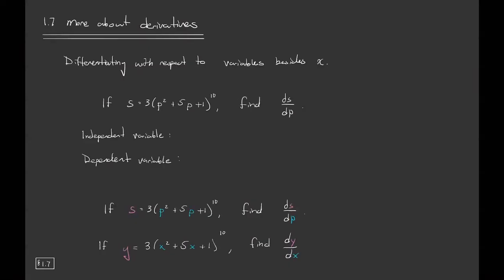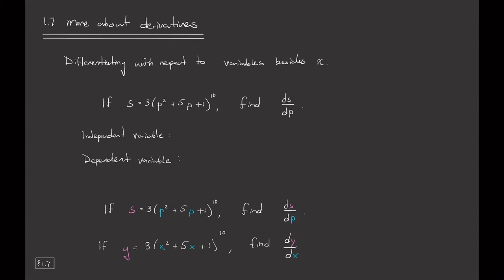Today, what we want to look at is section 1.7, which is more about derivatives. And then we'll also look at 2.1. In section 1.7, more about derivatives, one of the first concepts we come across is differentiating something with respect to something besides x.